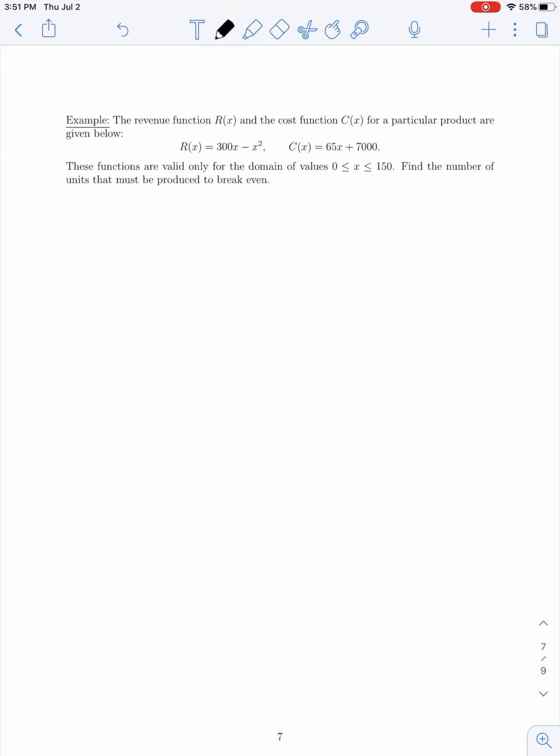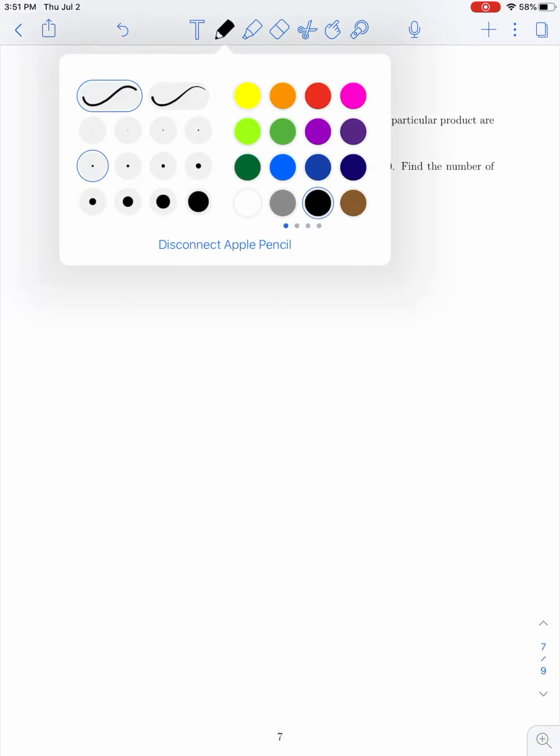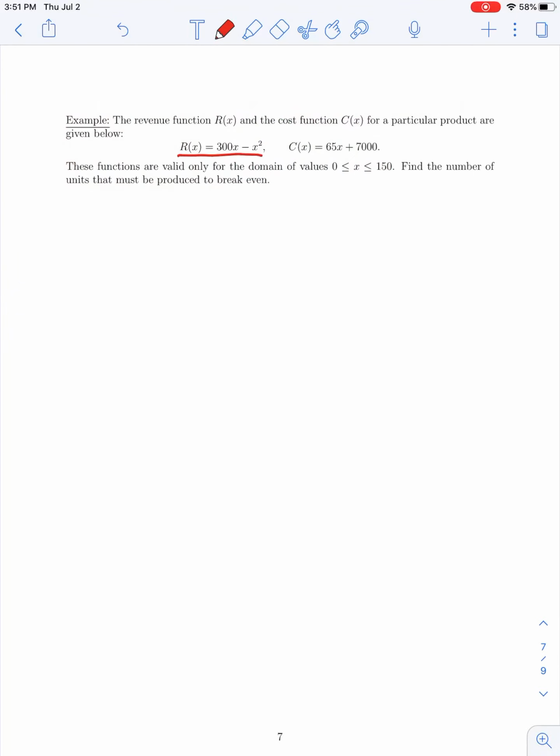Now in this next example, we have a similar problem to the last one, where we have a revenue function R of x and a cost function C of x for some particular product. We're told that these functions are valid only on the domain of values where x is between 0 and 150. Outside of that range, maybe one of these functions is negative. We can't have, say, a negative cost, for instance.